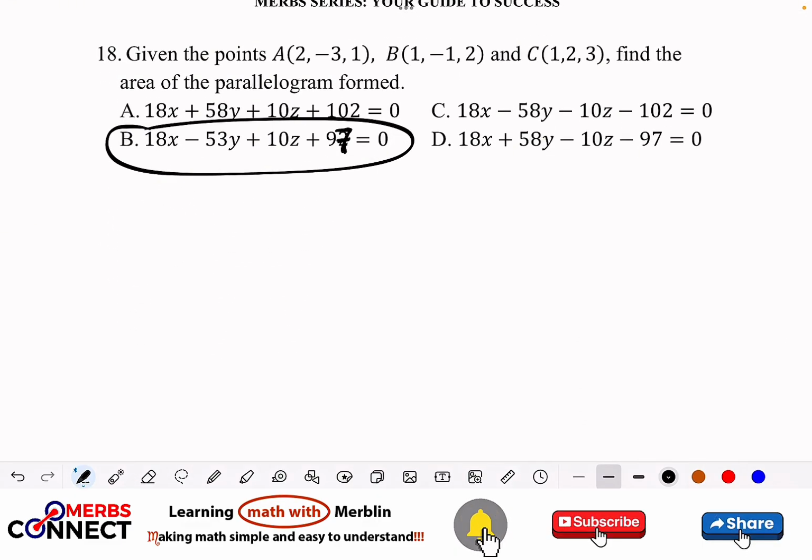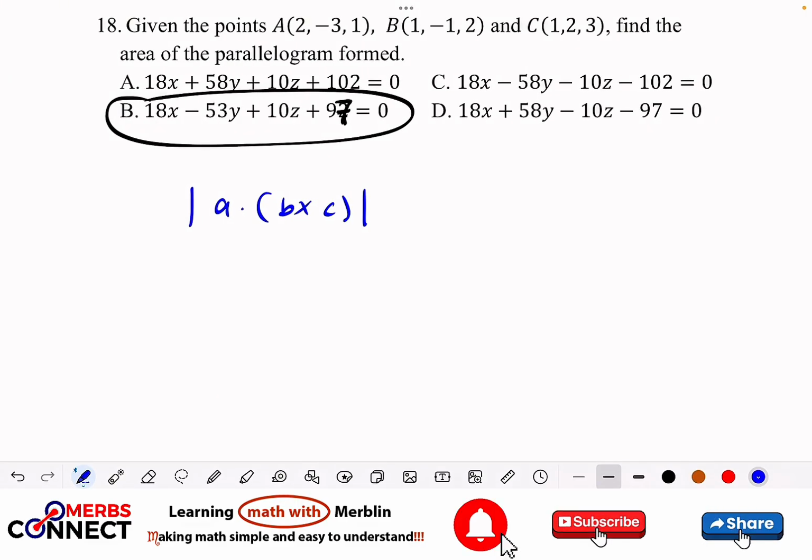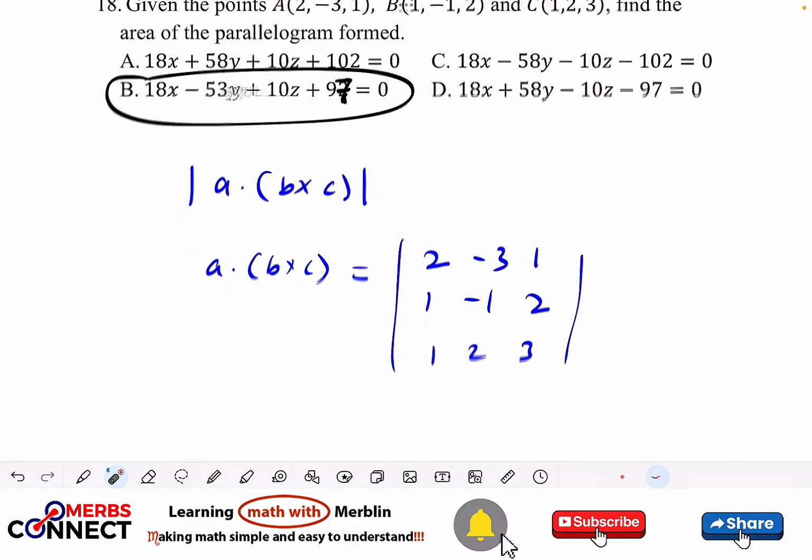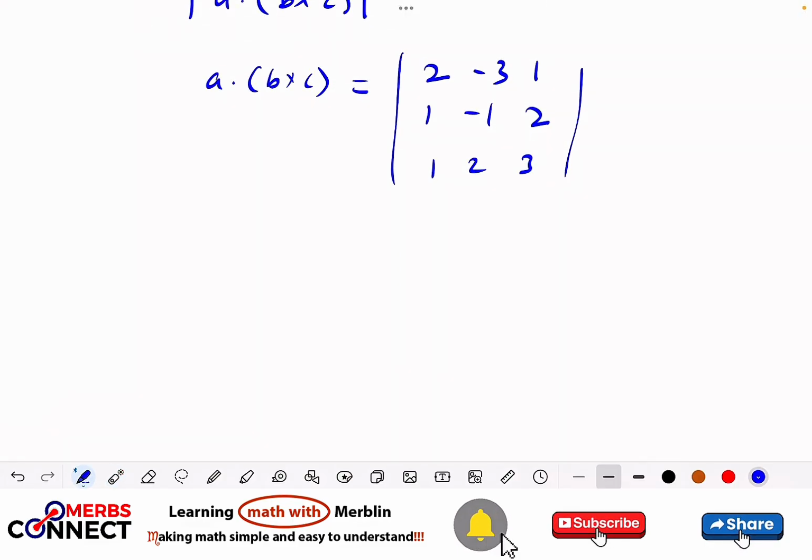So the 18, the option 2 is gone, but let's solve it and get the answer here. So now here we want to find the area of a parallelogram, which we know that this should be A dot B cross C when you find the magnitude. So let's just do it quick. So A dot B cross C is equal to 2 minus 3, 1, 1 minus 1, 2, 1, 2, 3. So we are using this here as one, ABC. So let's do that and see what we are going to get from here.